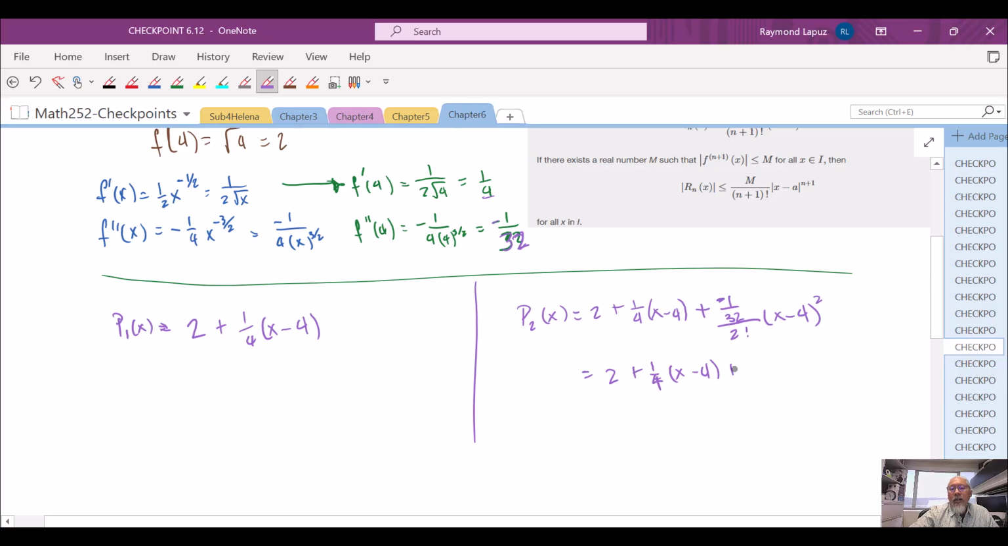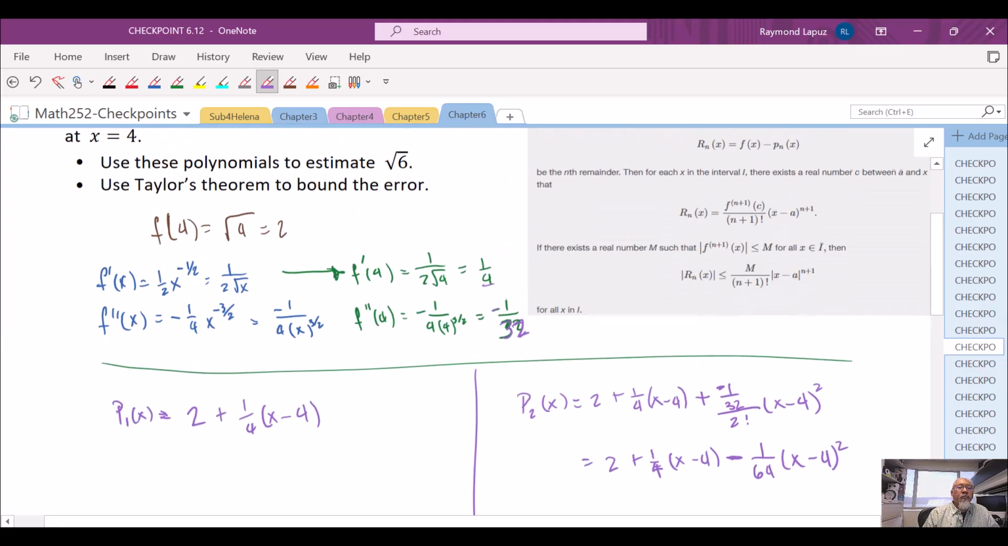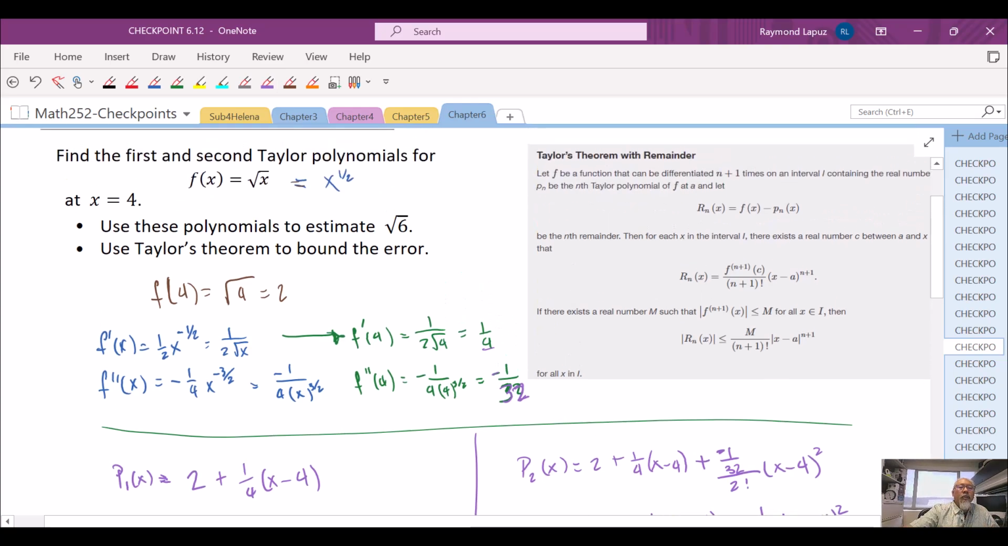32. So instead of a plus that I was going to write, this should be a negative 1 over 64 x minus 4 squared. Okay, so here's our P1 and P2. So that's the first part.